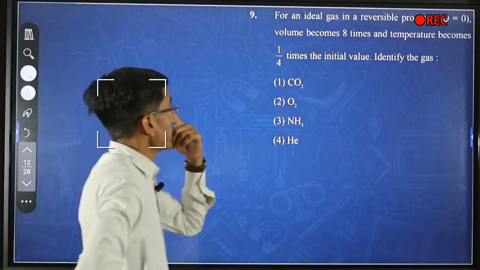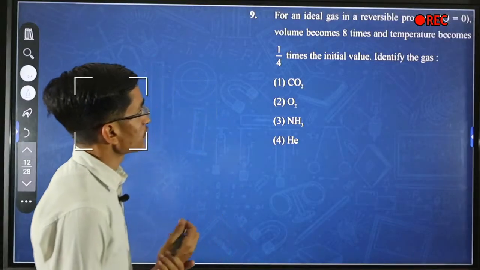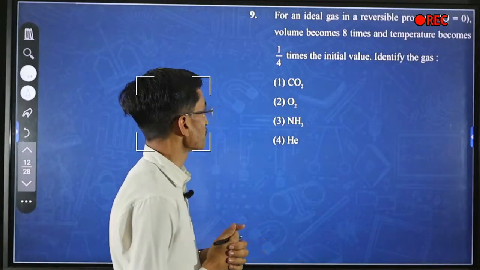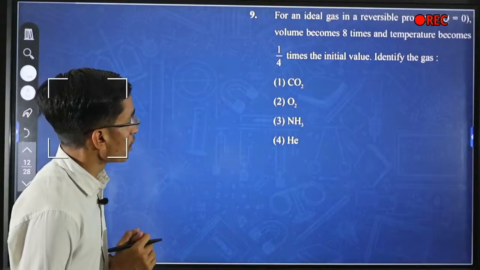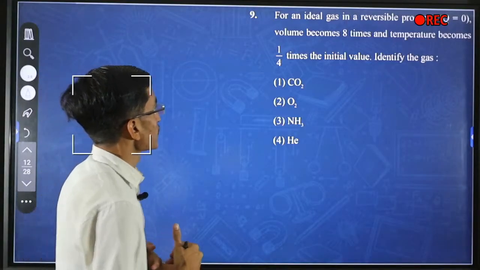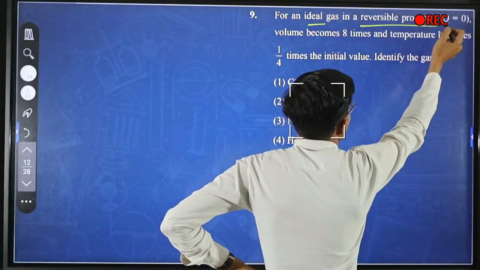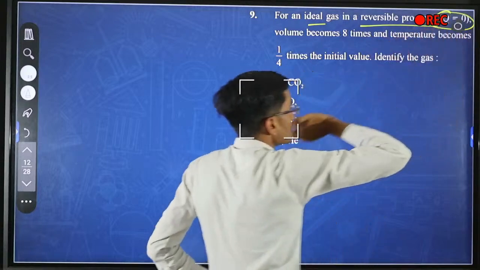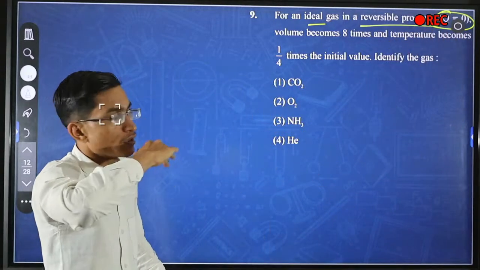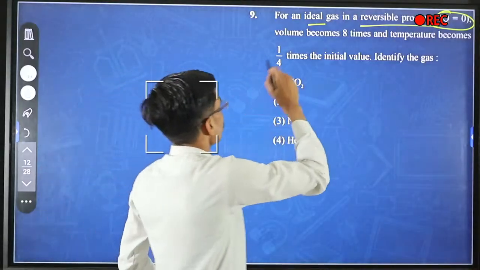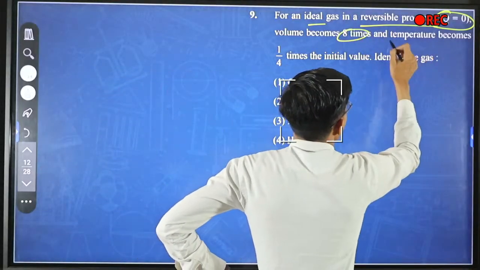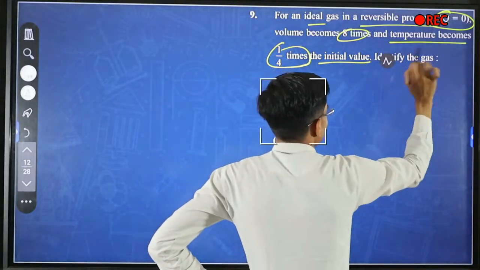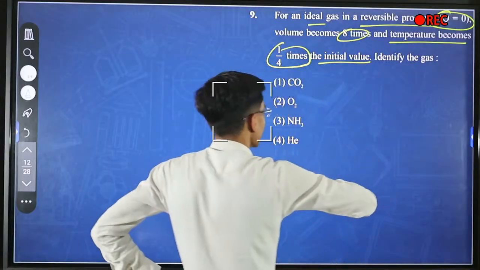Next question: for an ideal gas in a reversible process, delta Q is equal to 0, volume becomes 8 times and temperature becomes 1/4 times the initial value. Identify the gas. For an ideal gas in a reversible process, delta Q is equal to 0, which means the process will be adiabatic or isentropic. Then identify which type of gas this will be.